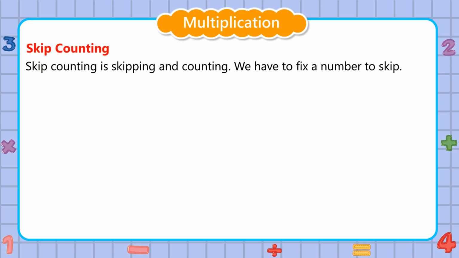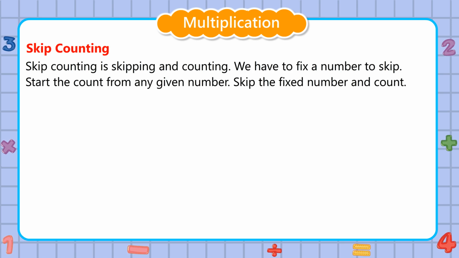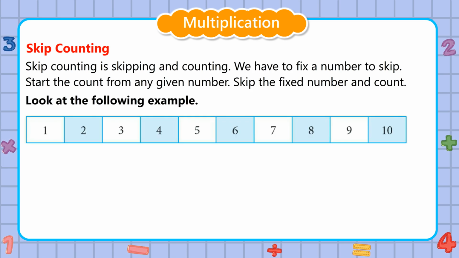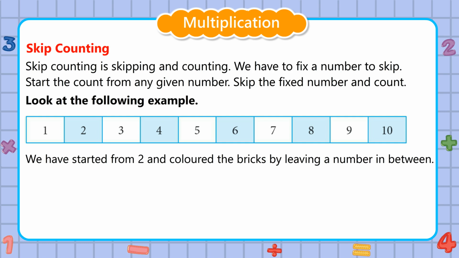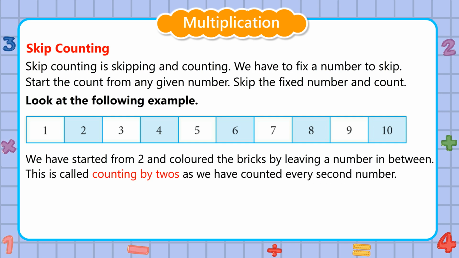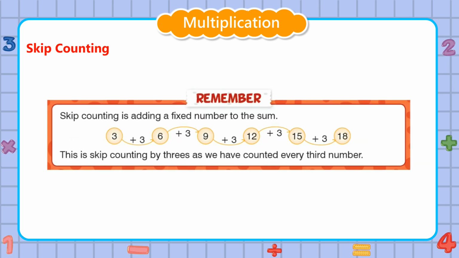Skip counting. Skip counting is skipping and counting. We have to fix a number to skip. Start the count from any given number. Skip the fixed number and count. Look at the following example. We have started from 2 and colored the bricks by leaving a number in between. This is called counting by 2 as we have counted every second number. Remember, skip counting is adding a fixed number to the sum. This is skip counting by 3 as we have counted every third number.